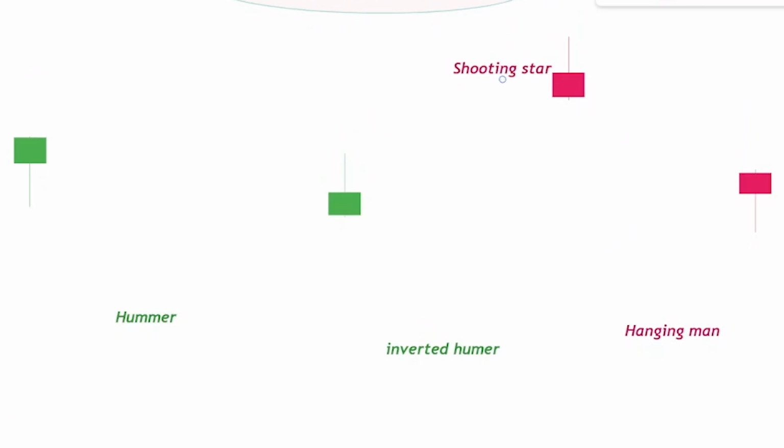Let's start from the bearish direction. So we have a shooting star. A shooting star is a bearish signal. When the market is moving up, making higher highs and higher lows, from the high we have the formation of a shooting star.